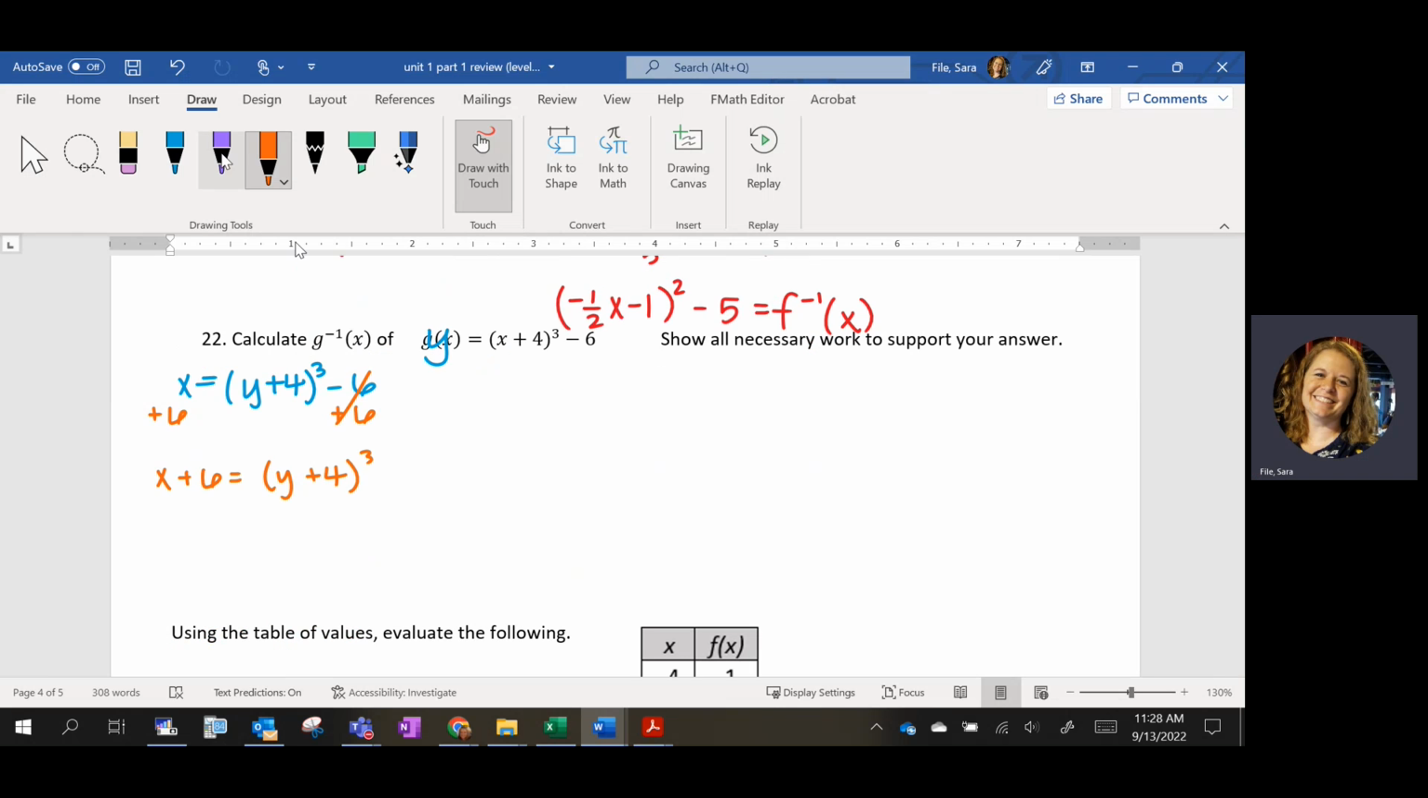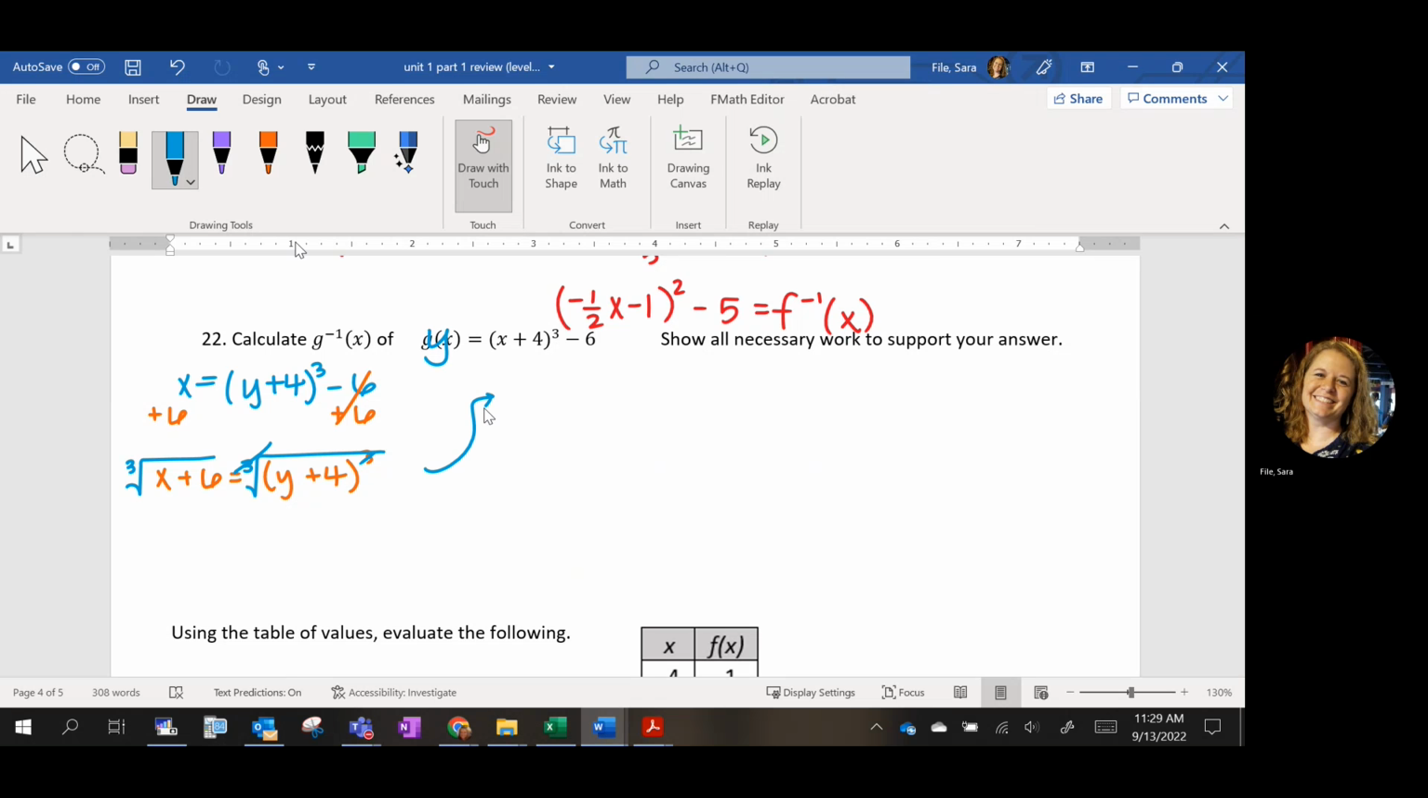How do I get rid of the cube? Cube root. The opposite of square root was square. The opposite of cube is cube root. So it's like a square root. It's a radical, but it's got the 3 index. So the cube root, that's going to get rid of the cube. But what you do to one side, you do to the other. I'm going to take the cube root of that side as well. Okay, so now we are at the cube root of x plus 6 equals y plus 4.